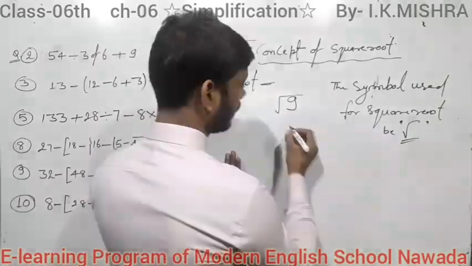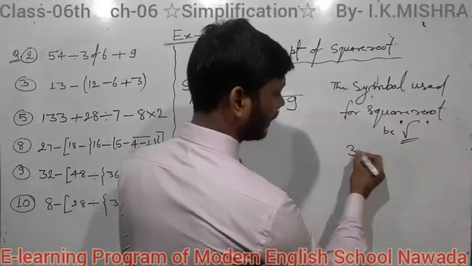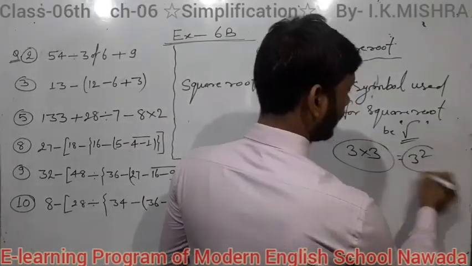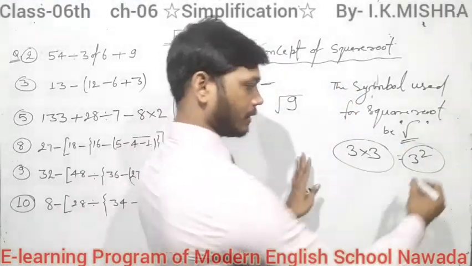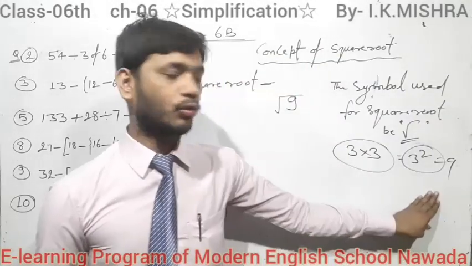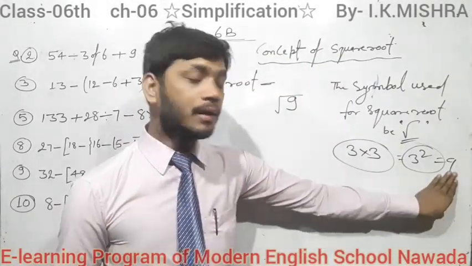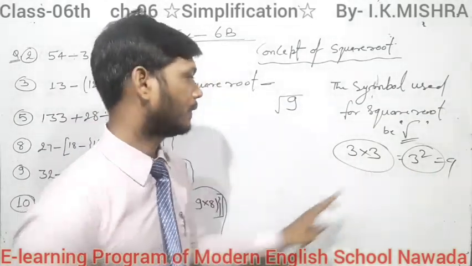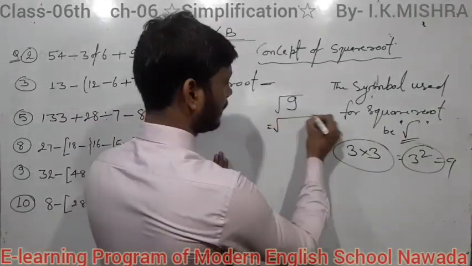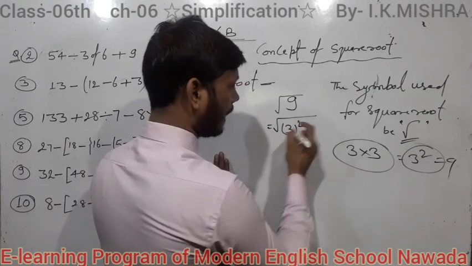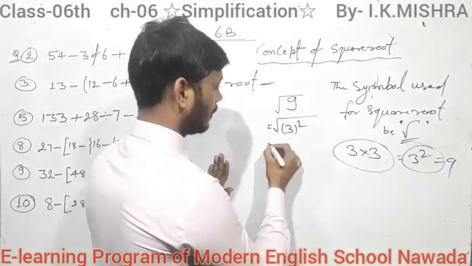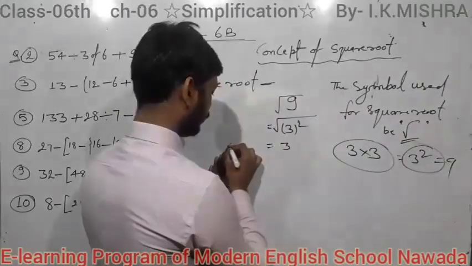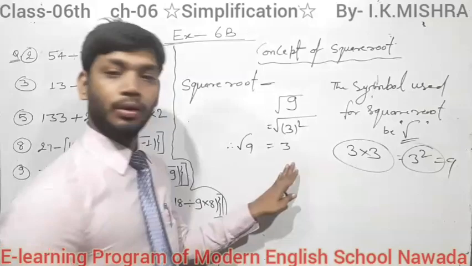That means suppose you multiply 3 into 3. Here 3 square means 9. That means under root of 9 is equal to 3. So it will be written 3 square, and 3 square means under root 9 equal to 3. So you can write root 9 equal to 3.